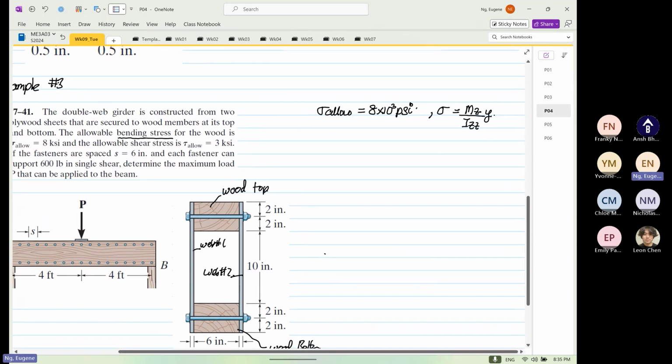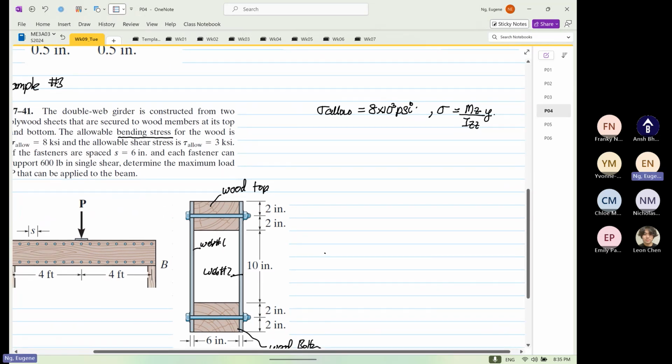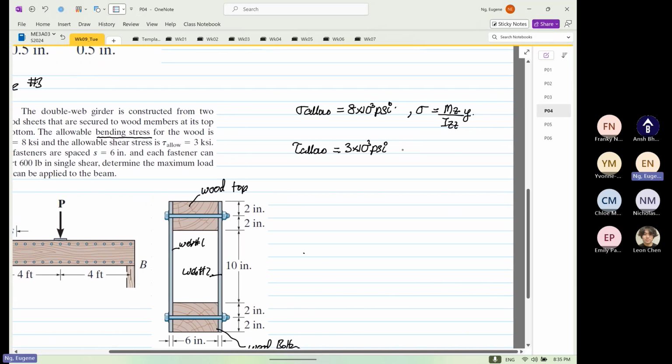Then given to us the allowable shear stress. The shear stress allowable is equal to 3 times 10 to the power 3 psi. And then the allowable shear stress formula we know is equal to Vy over Izz, Qz divided by t. That is the formula. Now these are the formulas that we're going to use.